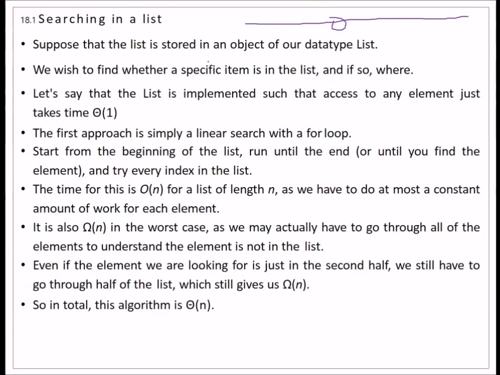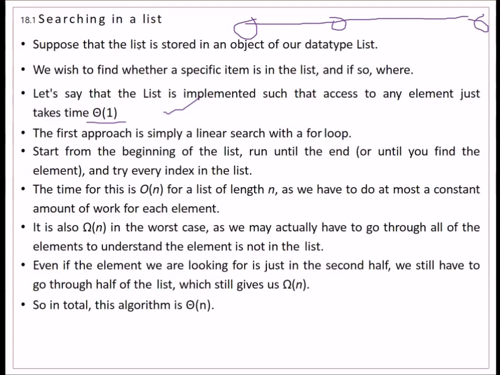So let us assume that the list is implemented such that you can easily access any element just by taking theta of one time. And the first approach is quite simple. We use a linear search with a for loop, starting from the beginning of the list and running until the end, until we actually get the element, trying every index in this list.